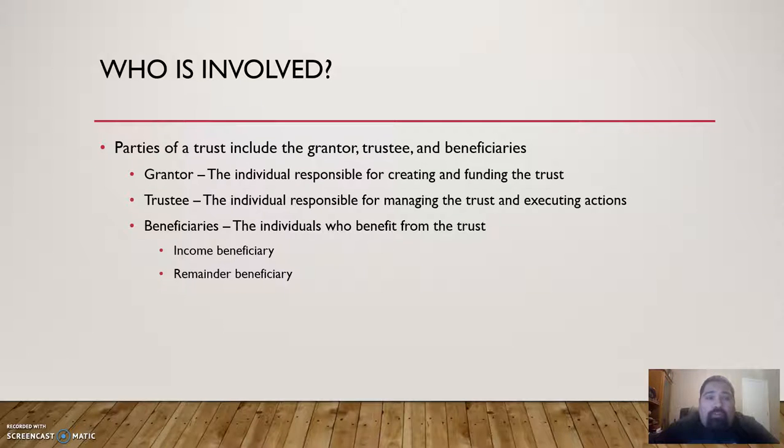Now, the parties that are involved in a trust, there's three types of parties involved. You have the grantor, which is the person responsible for creating and funding the trust. You have the trustee, who typically is the individual responsible for managing the trust and executing actions such as dispersing the funds in the trust. You then have the beneficiaries, which are the individuals who benefit from the trust. You have two types of beneficiaries. Typically, that's the income beneficiary, which is somebody who would receive income from the trust.